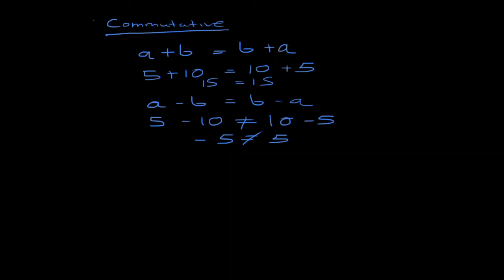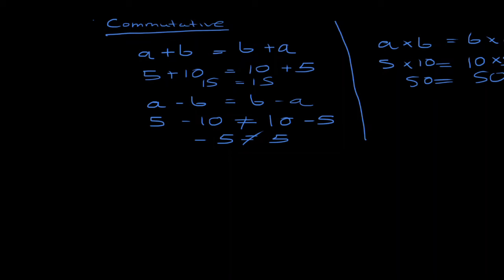And this can be done with both addition and multiplication. So you could do A times B is equal to B times A. So the order doesn't matter. So it's a swapping law, I guess. And you can do 5 times 10 is the same as 10 times 5, whereas this is 50 on both sides. You couldn't do this with division though, because A divided by B is not the same as B divided by A, right?